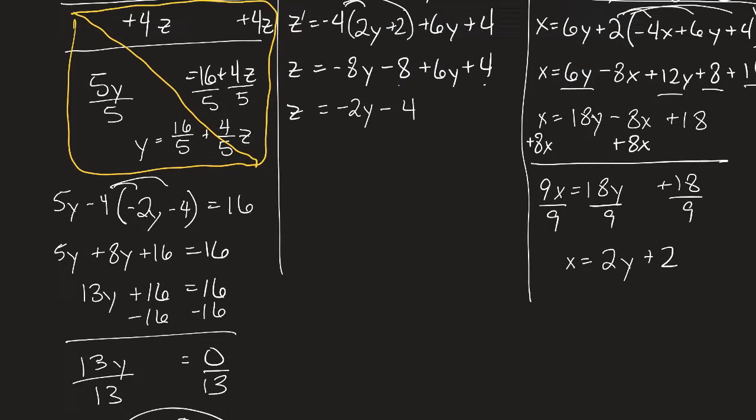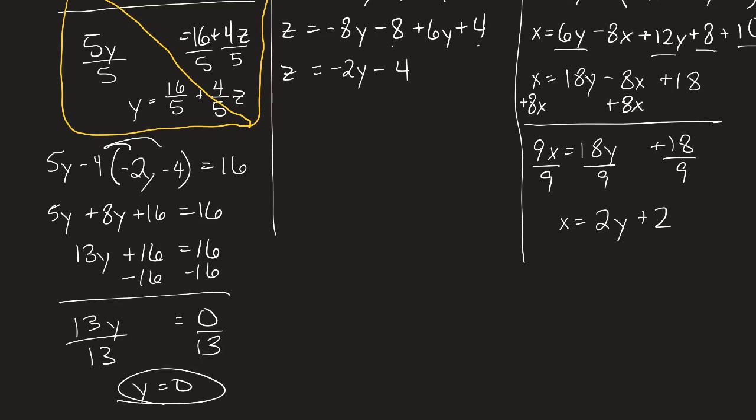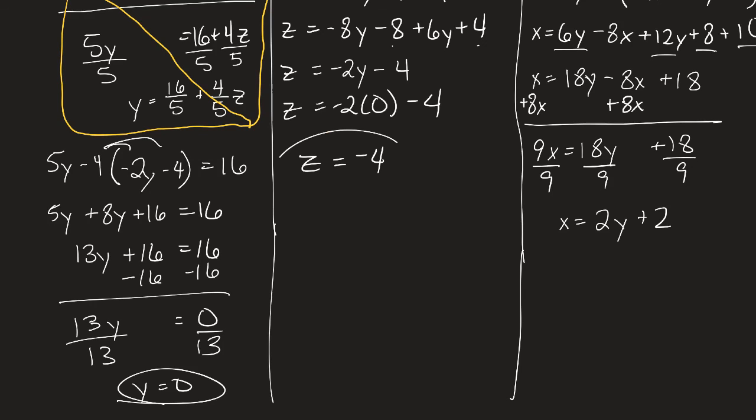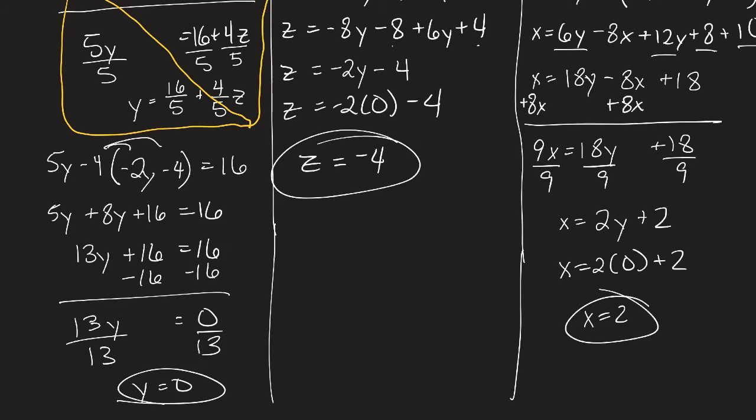So now that we have y is equal to 0, we can plug it into our other two columns. So we're going to have z is equal to negative 2 times 0 minus 4. So z is equal to 2 times 0 is 0, so we get negative 4. And in our third column, we have x is equal to 2 times 0 plus 2, which gives us x is equal to 2. So our final answer is the triplet 2, 0, negative 4.